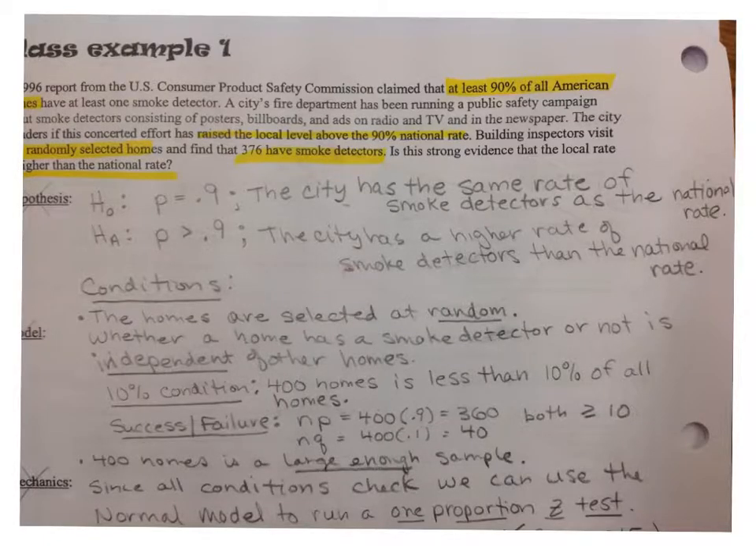Real quickly, for those of you who weren't in class, here is the basic idea of the notes that I gave you on the last video. You'll notice at the bottom we added a little bit in. You'll see that again on the next one. So the success/failure, and then we said since the conditions check, we can use a normal model to run a 1 proportion z test, and that's that new piece in this section, chapter 20.